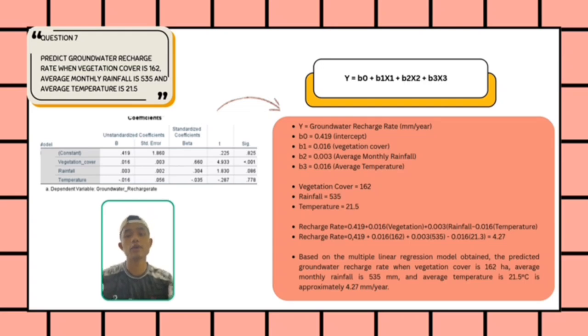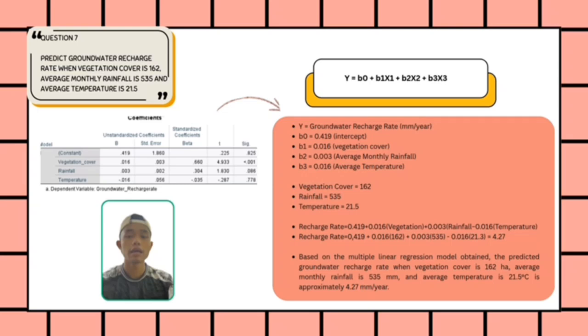For question 7, we were asked to predict the groundwater recharge rate using the multiple linear regression model that we obtained earlier based on the SPSS analysis. The values that we were given are vegetation cover equals 162, average monthly rainfall 535, average temperature 21.5.